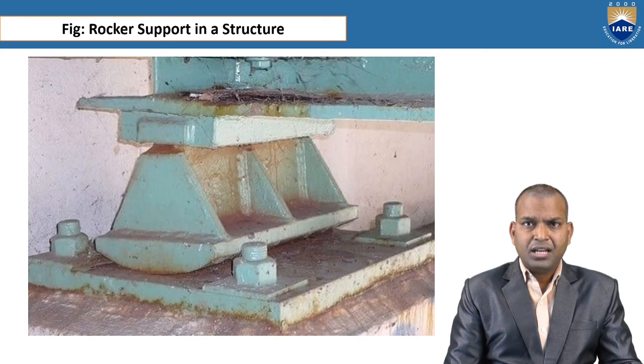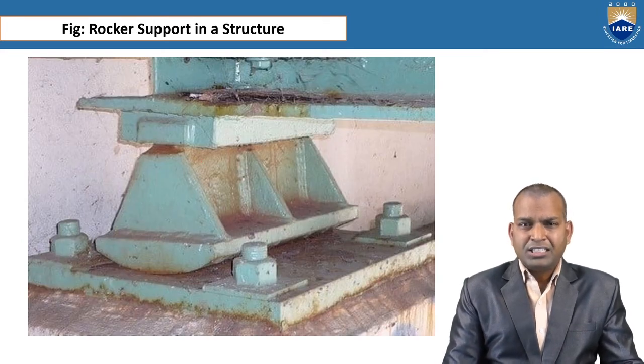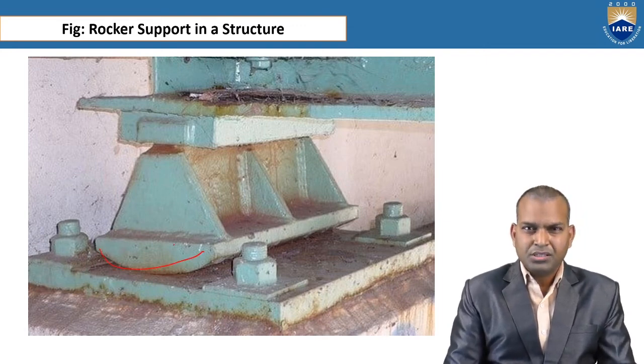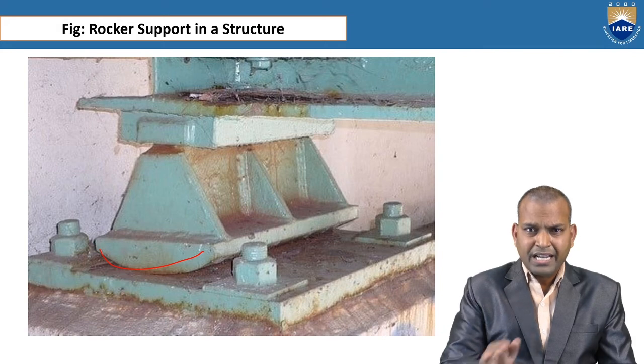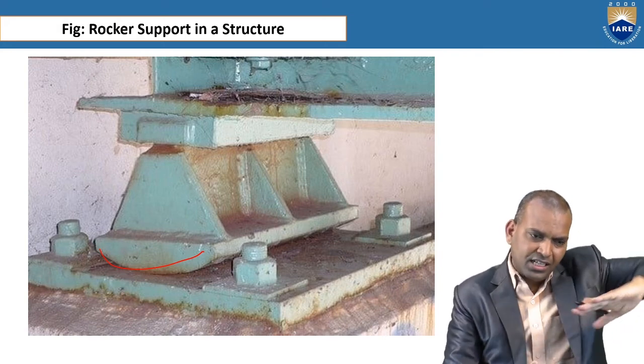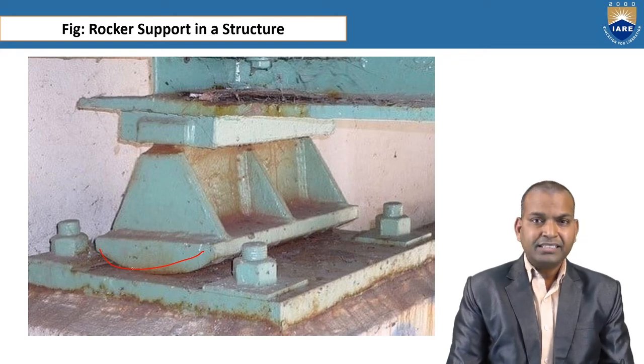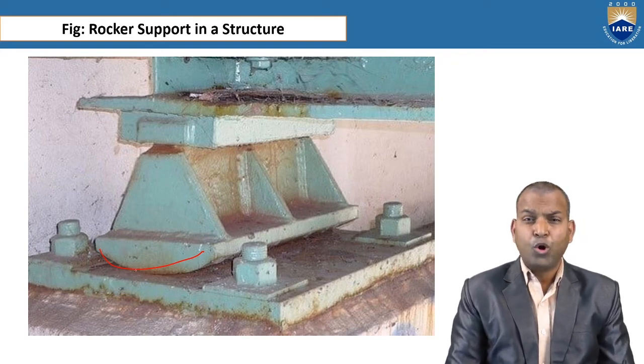The next example is a rocker support in a structure. What is the name of this support? The rocker support means it can rock, that means there is a tendency to oscillate. Then it is the rocker support. But what is the contact here? The contact is a point contact. It is not a surface contact.